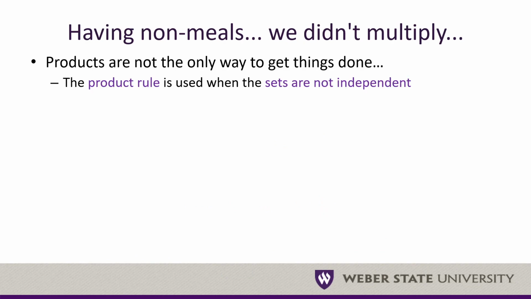The product rule is when the sets are not independent. In other words, I'm combining the CPUs with the case, with the power supply, with the motherboard. They're not independent. I've got to choose one from each set in order to make everything happen. That would be a product rule where I'm combining them that way. So we have to choose one item from each of several sets that are describing our problem.